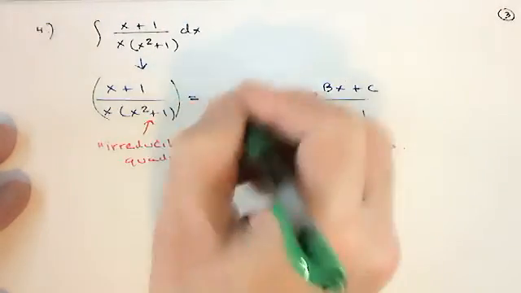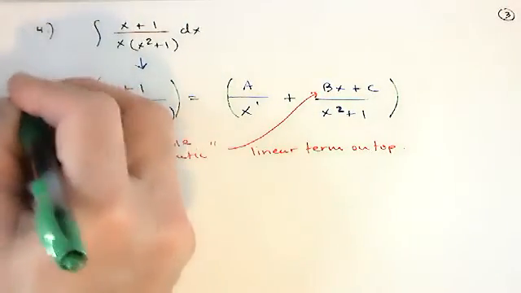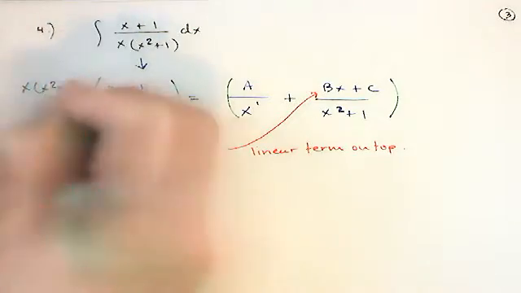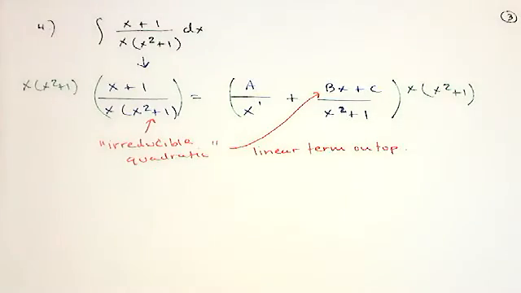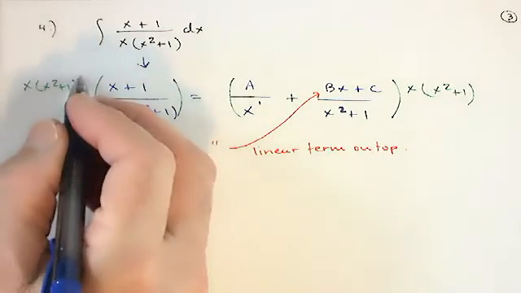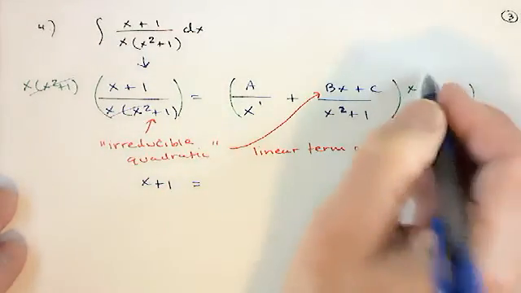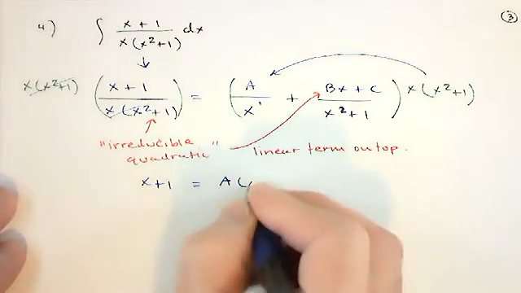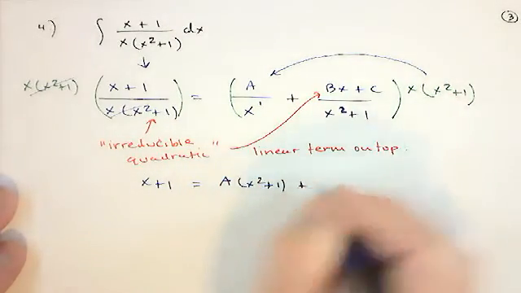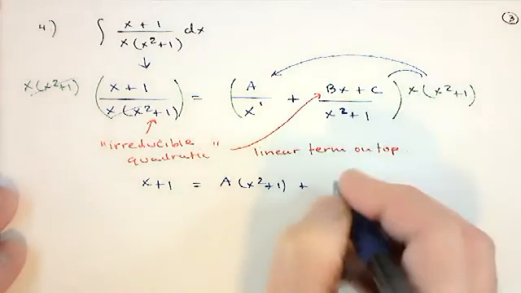Everything else is basically the same in that we're going to try to get rid of our denominator. Left side just cancels. Multiply this in here, the x cancels, so I'm going to have a times x squared plus 1. And for the second term, it's going to be x times bx plus c.